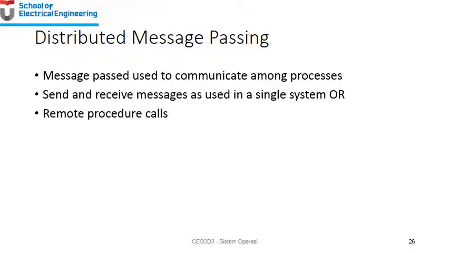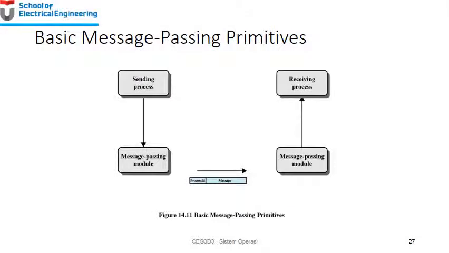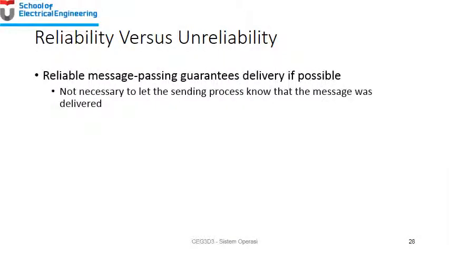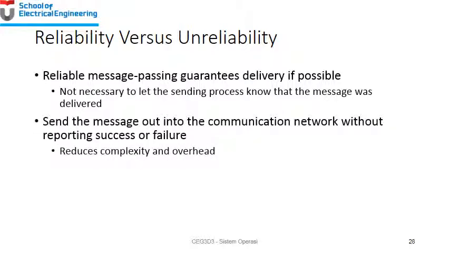Distributed message passing. Basic message passing primitive. And this is the picture of basic message passing primitives. Reliability versus unreliability. Reliable message passing guarantees delivery if possible.